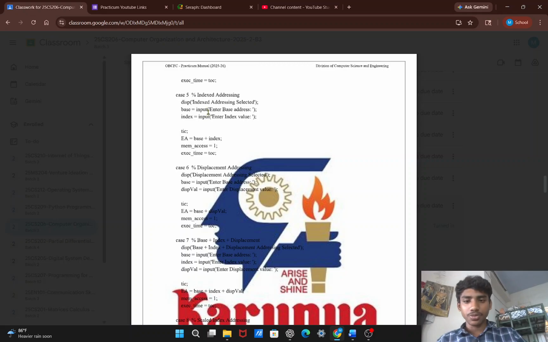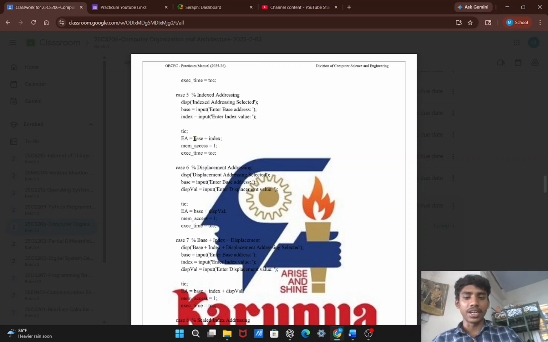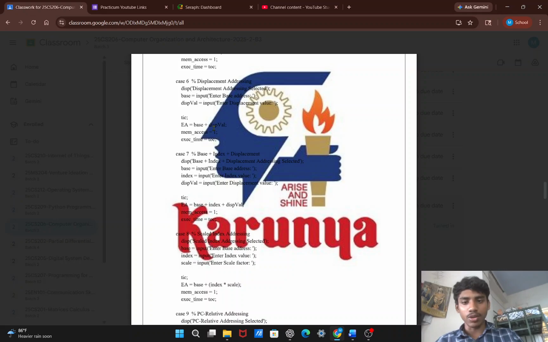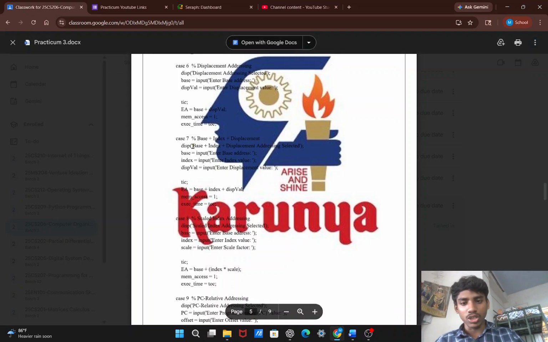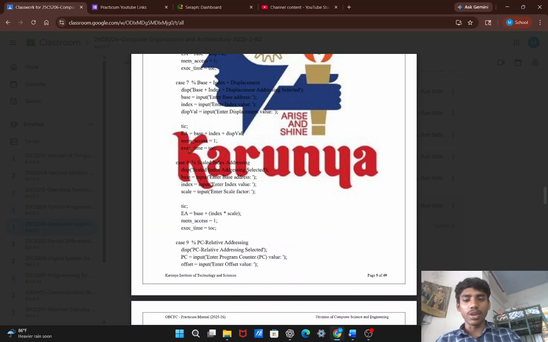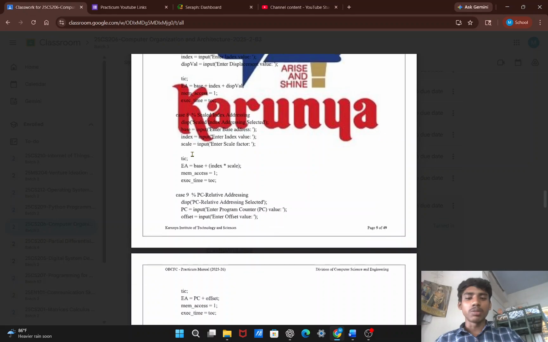Indexed addressing, we get the base address and the indexed value. EA is calculated with base address plus indexed value, and memory access is equal to 1, and the execution time is completed here. So this is the displacement addressing mode. In this we get the displacement and base address. So base address plus displacement is equal to EA of this operation, and memory access is equal to 1, and the execution time is closed. Base plus index plus displacement. So in this addressing mode, all three values are added for the effective addressing, and the memory access is equal to 1, and the execution time is also closed.